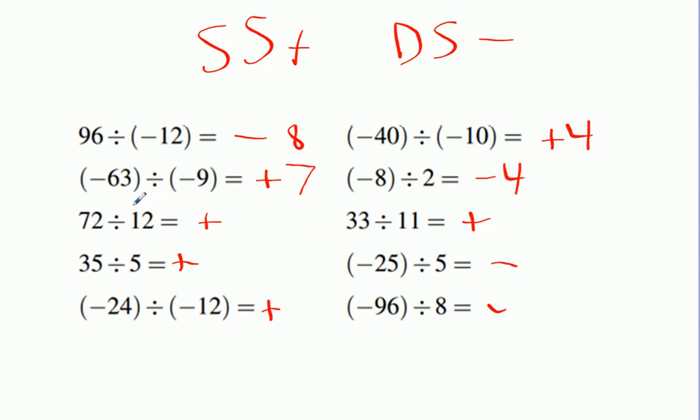72 divided by 12, that will get you positive 6. 33 divided by 11 will get you 3. It's a big 3. 35 divided by 5 is 7. Negative 25 divided by 5 is negative 5. Negative 24 divided by negative 12 is positive 2. And negative 96 divided by 8 is negative 12. Again, if you need, pause. If not, we're moving on to the next ones together.